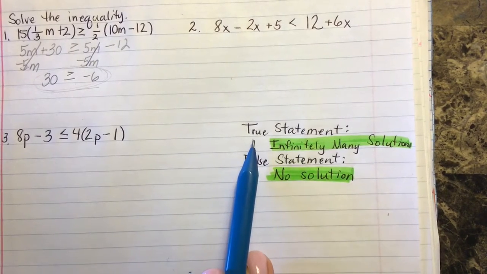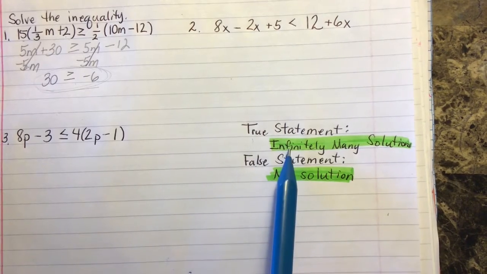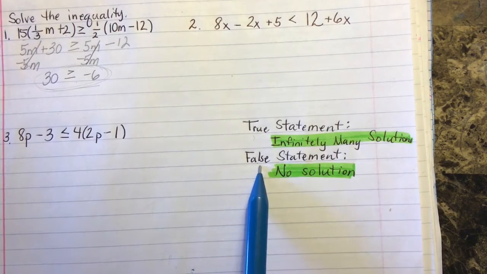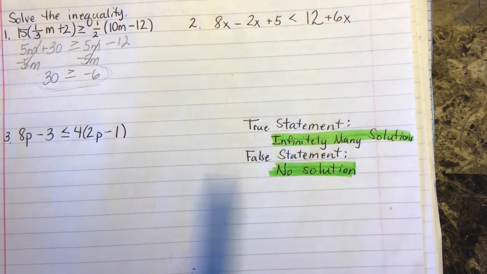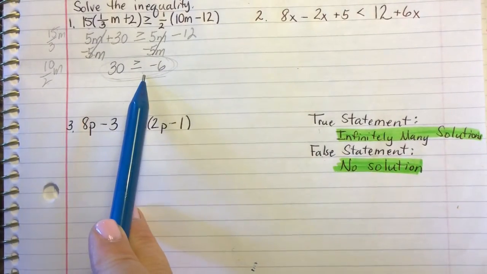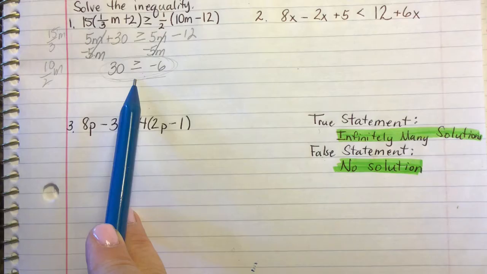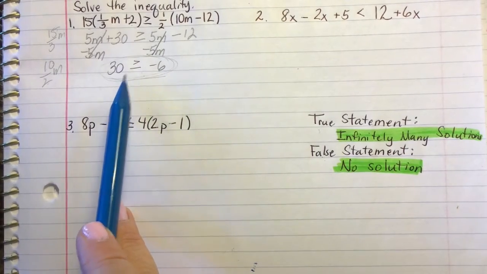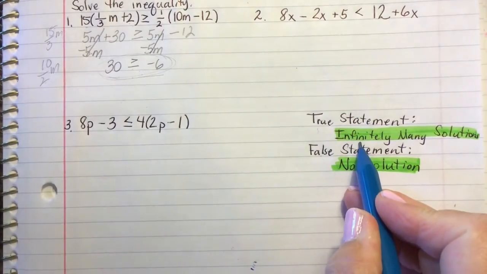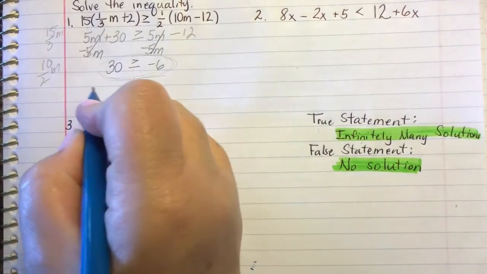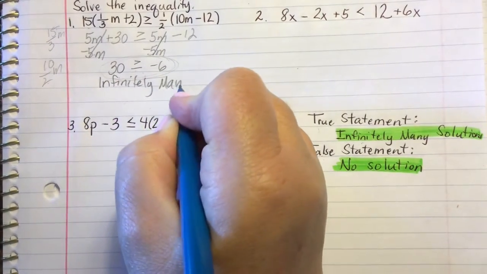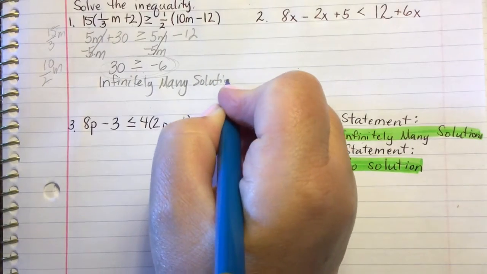When you have a true statement, you're going to give this answer, infinitely many solutions. When you have a false statement, you're going to give this answer, no solution. So let's analyze this statement right here. 30 is greater than or equal to -6. Is that true or is that false? Well, 30 is greater than -6, so this is a true statement. When it's a true statement, you put infinitely many solutions. So I'm going to put infinitely many solutions as the answer to this problem.